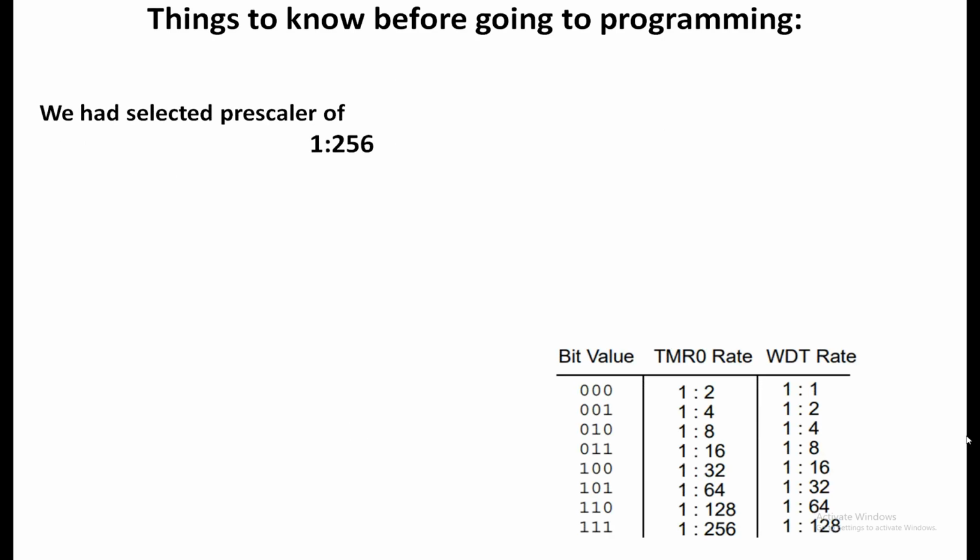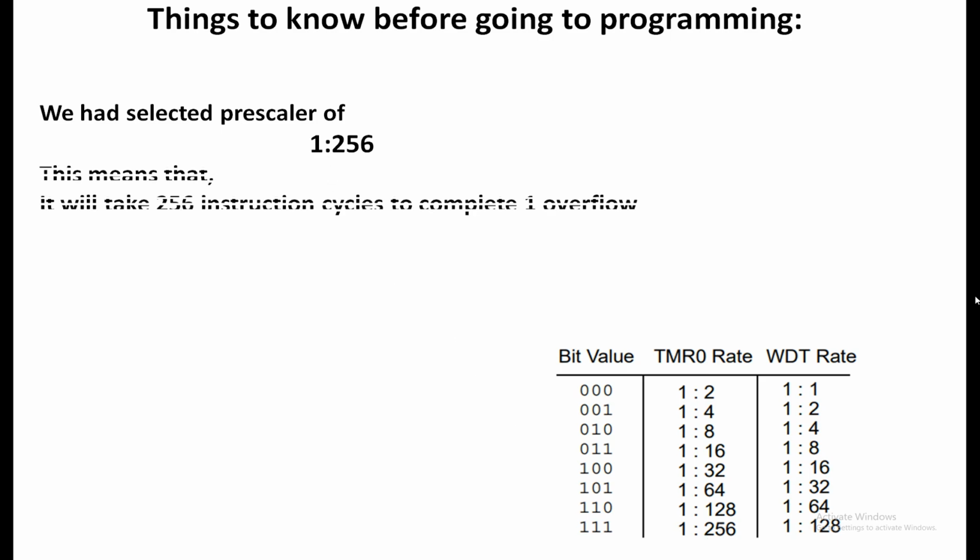Now we had selected a prescaler of 1:256 like this. So I had selected from here 1:256. This is given in the data sheet. If you set the OPTION_REG value to 0xF0, OPTION_REG bits 0, 1, 2 being 1, 1, 1, your prescaler is set to 1:256. Now this means it will take 256 instruction cycles to complete one overflow. Now that's how it's gonna affect.